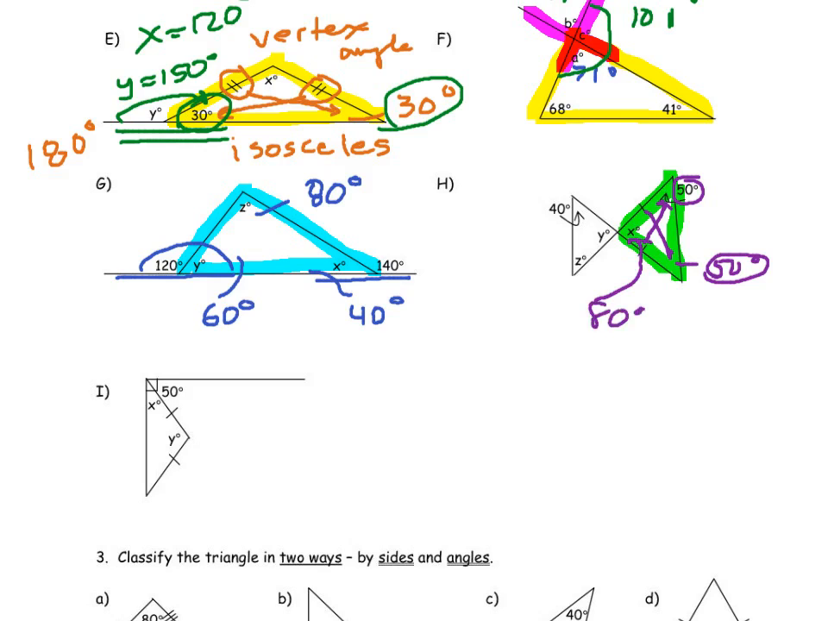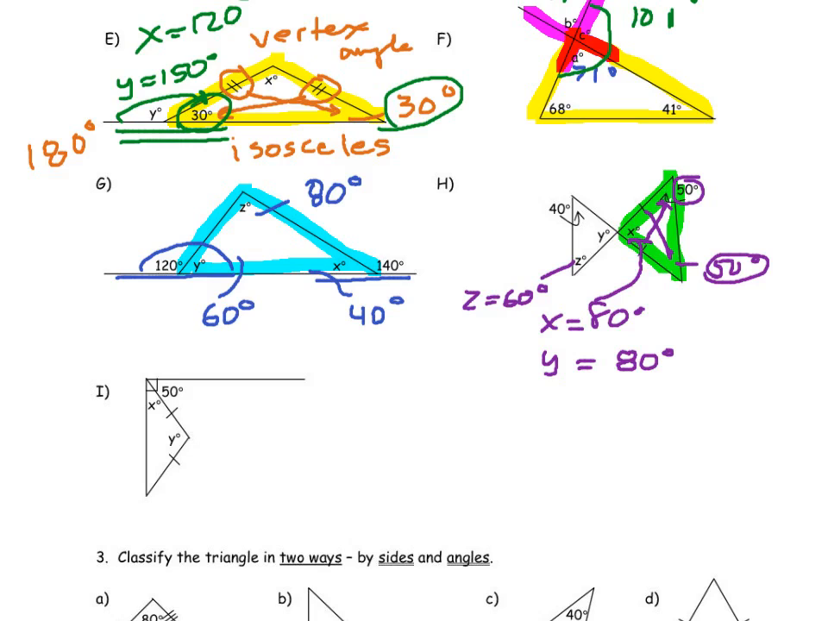Now X and Y are equal because they are vertically opposite, like the scissors. So if Y is 80 and the angle marked 40 is 120, then Z would equal 60.